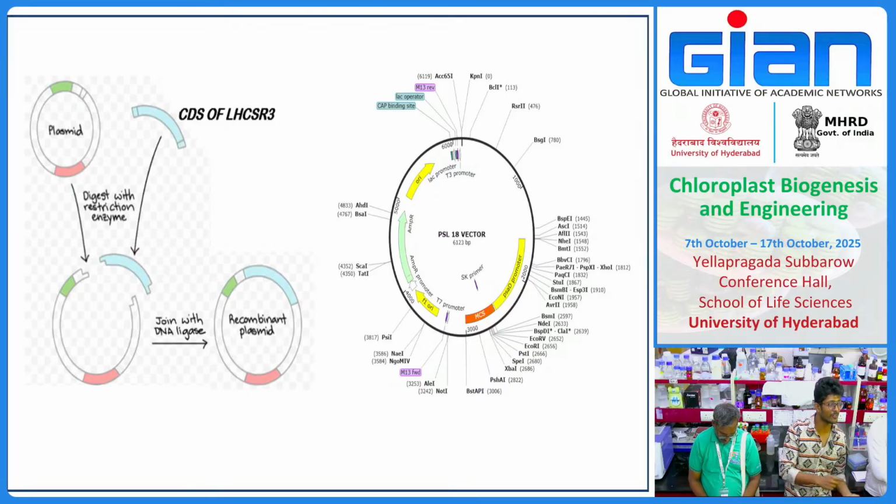So what is the advantage of transformation into the DH5 alpha? If the plasmids are sealed completely, they can express. If they are not sealed, they cannot express. So how are we going to select? We need to check for antibiotic resistance. Here in this case, ampicillin resistance is present, right?